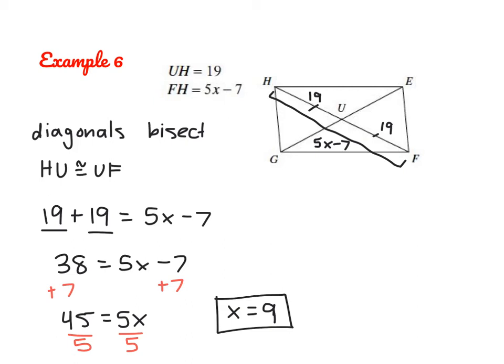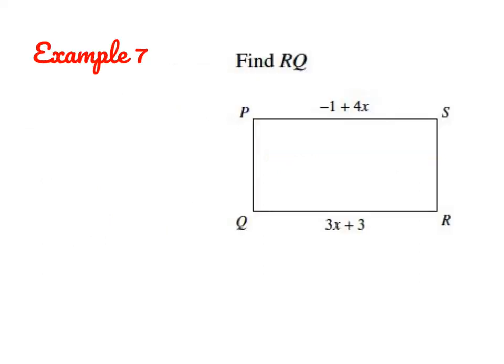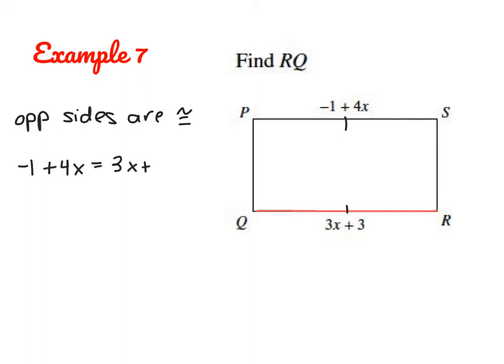And once again, you do have to include the statement that we know the fact that in parallelograms, the diagonals bisect each other. All right, let's look at this one. Here, they would like us to find the length of line segment RQ. However, in order to do that, we are going to have to find x first. So if you look at what we're given, we are given a pair of opposite sides. So I'm going to make the statement that opposite sides are congruent. That statement allows me to make the equation that -1 plus 4x equals 3x plus 3.